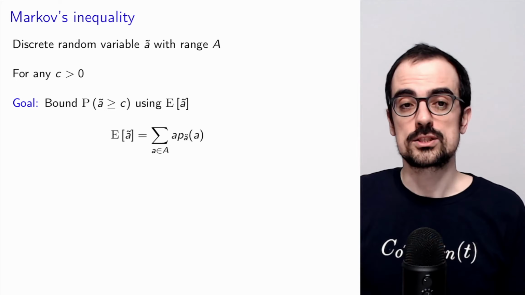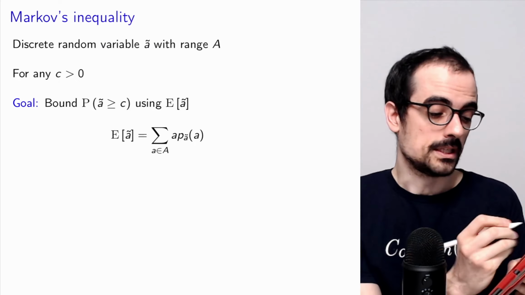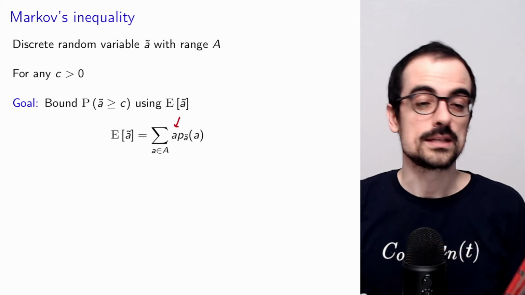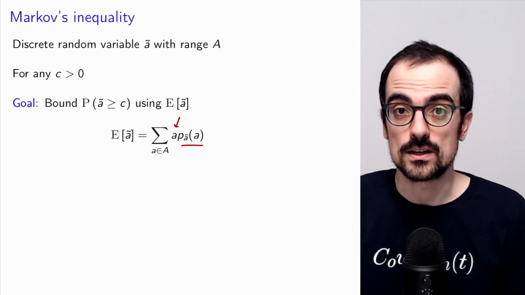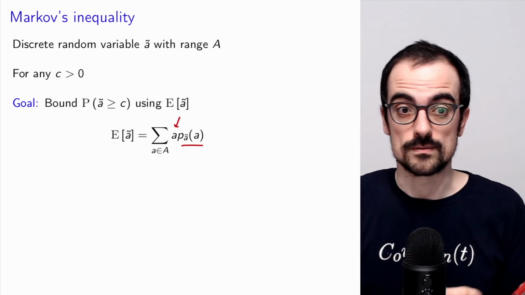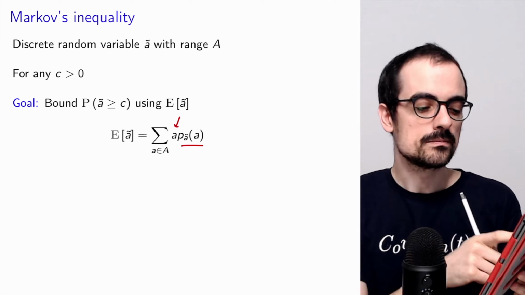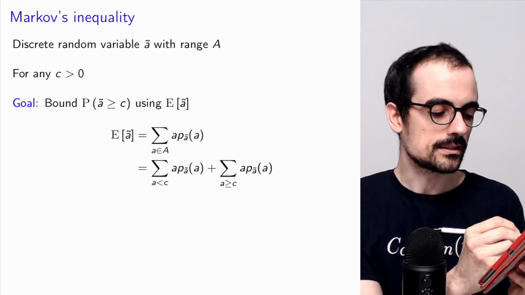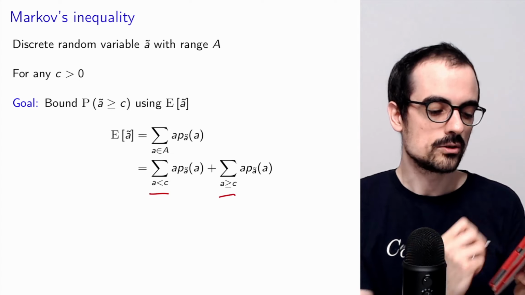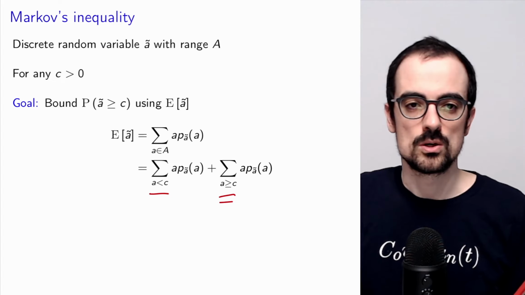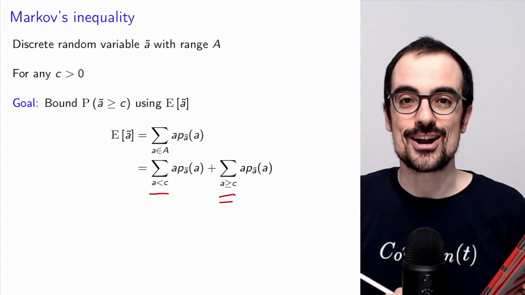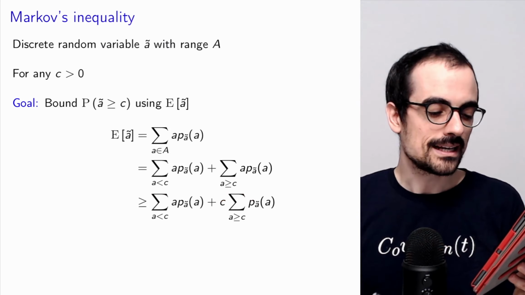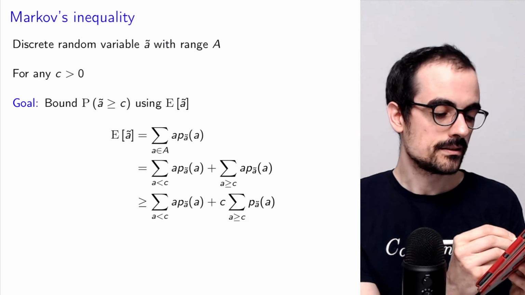Okay, so let's write its mean. Its mean is just equal to every possible value that the random variable can take, weighted by the corresponding probability mass function, which is the probability that the random variable takes those values. Now we're going to separate the values between those that are smaller than c and those greater or equal to c.